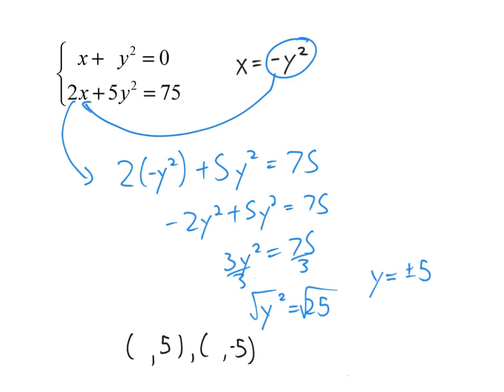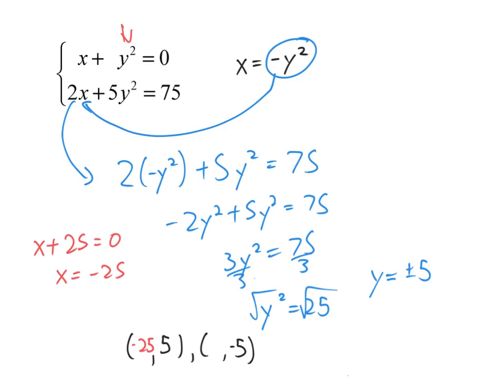So I'm going to plug 5 into my original. So I'm going to plug 5 into here. So I end up getting x plus 5 squared, which is 25, equals 0. So x must be negative 25. So that goes here.